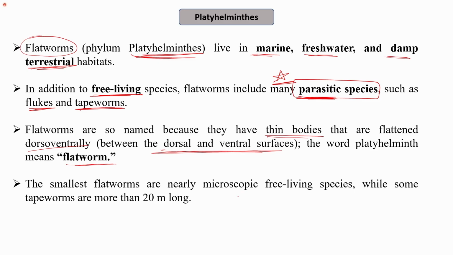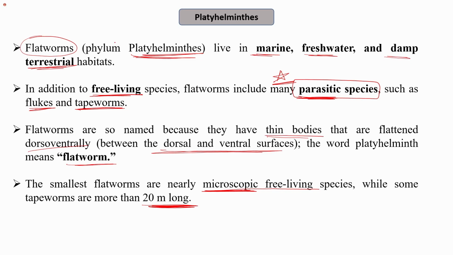Now flatworms have a wide range in their size. They may be nearly microscopic free living species, while there are some tapeworms which are long enough to be up to 20 meters long. So they may be microscopic, for which we need the microscope, which cannot be seen with the naked eyes, up to meters long in the case of tapeworms. So there is a huge diversity even in this system on the basis of their size.